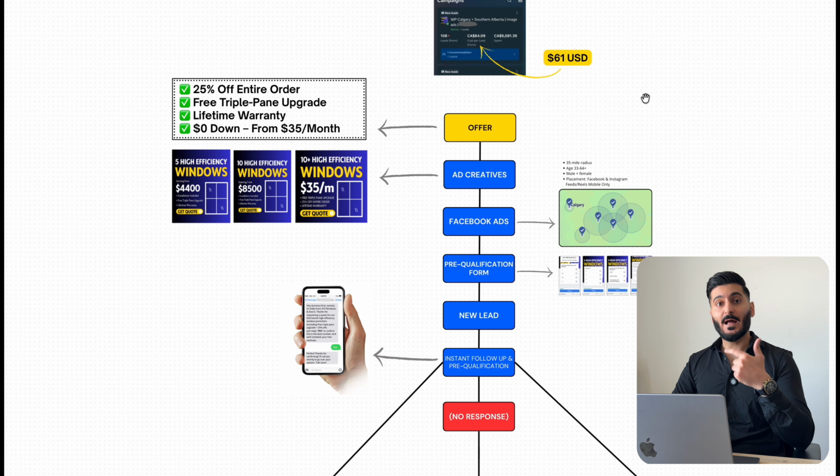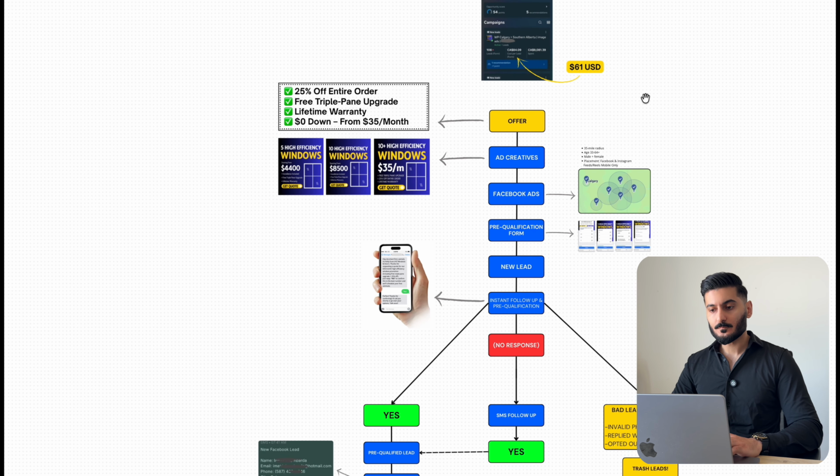Now, the second thing is going to be the ad creatives. These two things are what we have control over because the heavy lifting in terms of showing the ads to the right people is going to be done by Meta's machine learning and algorithm. So all we have control over is going to be the offer and the ad creatives.